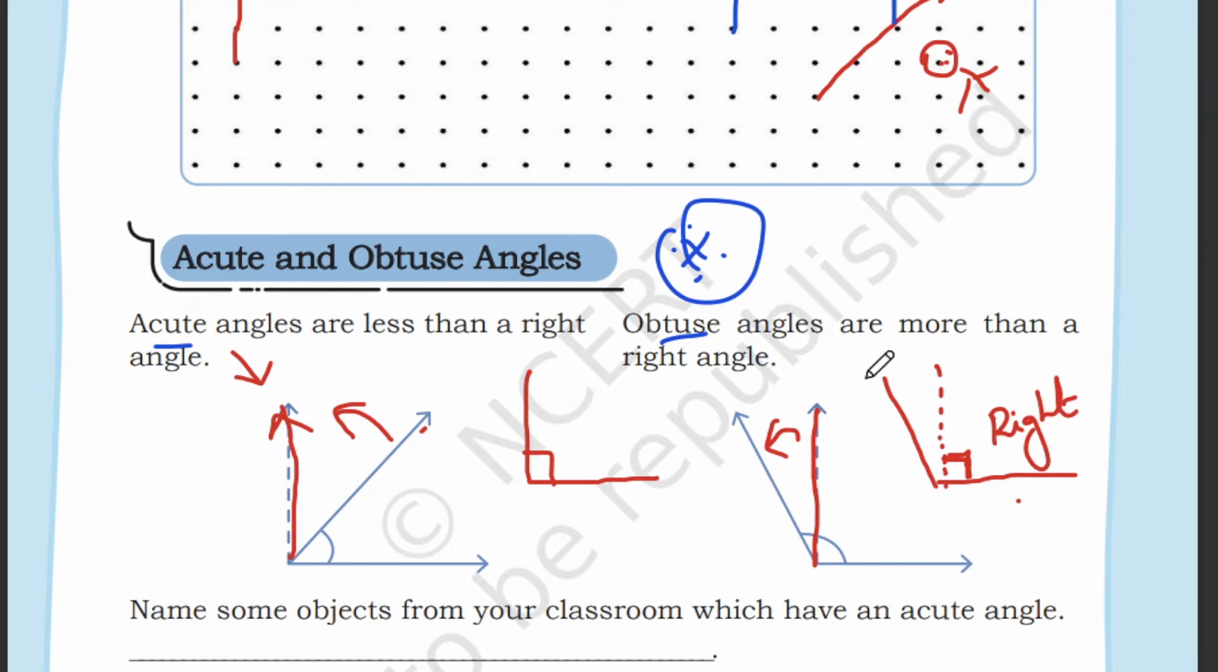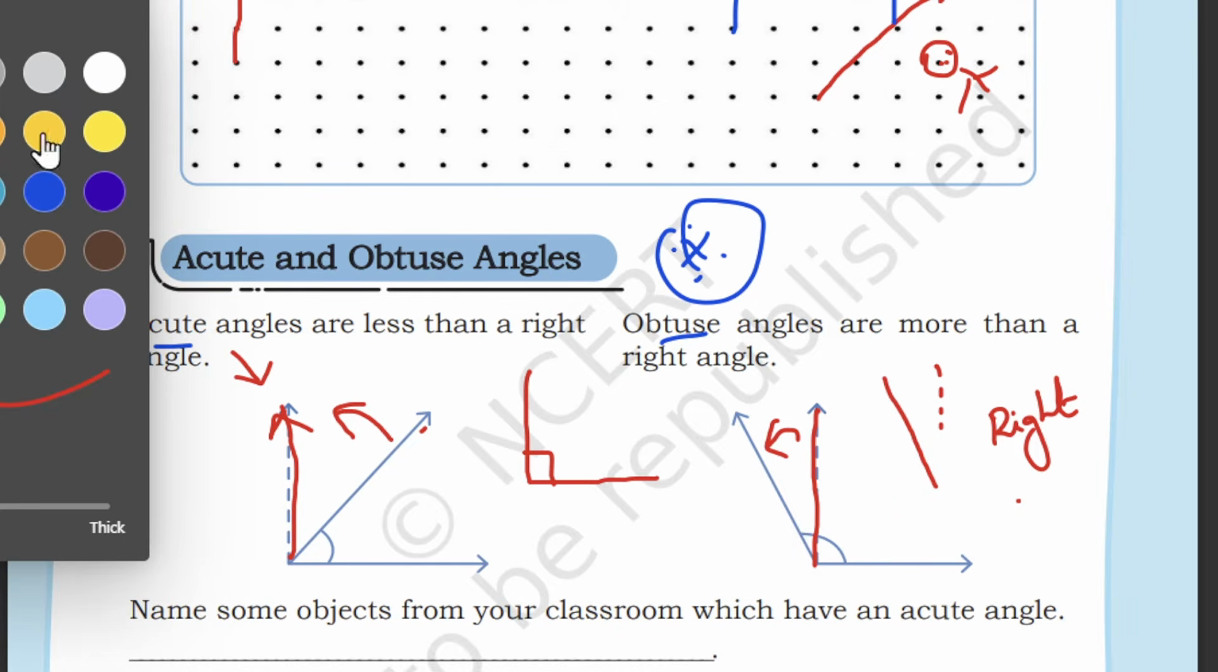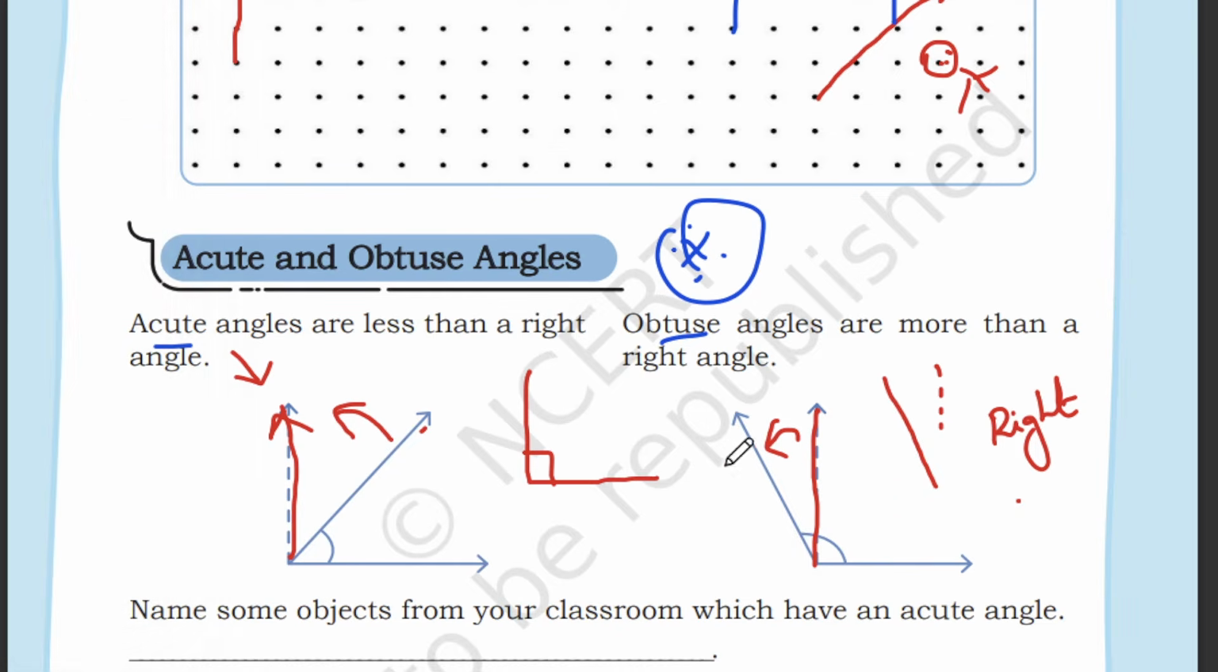But when you see this line, this angle, this full angle, I'll change it to a different color. So this angle, it's more than a right angle. So this is a right angle, but this is more than a right angle. This angle is called an obtuse angle. O-B-T-U-S-E. Obtuse angle. Okay.